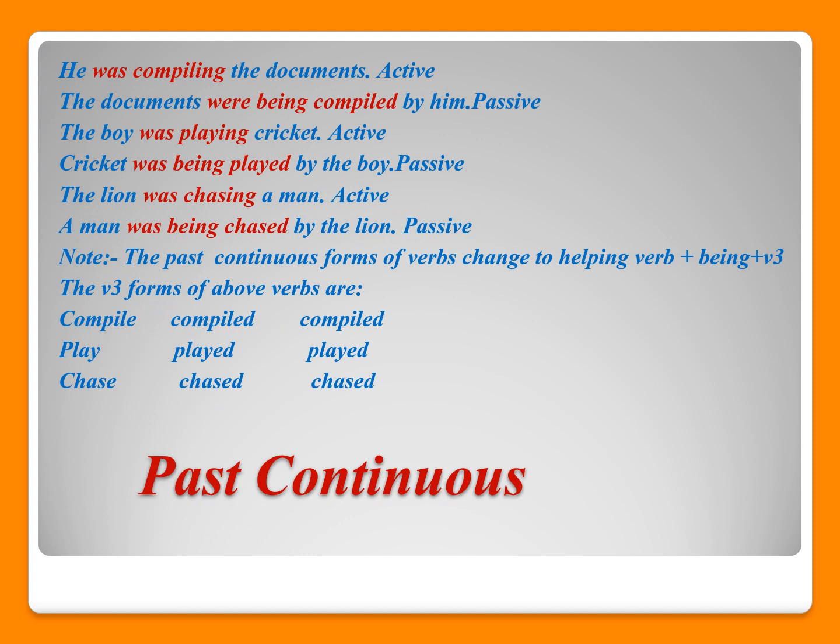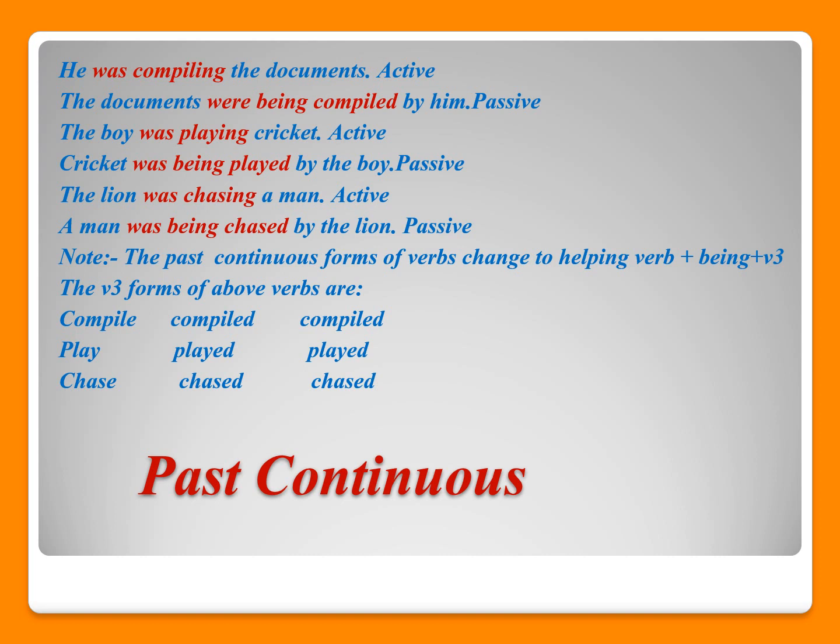Now let us see the sentences with past continuous form. He was compiling the documents. The documents is the object here. The documents will be used now at the first place. The documents were being compiled by him. As I had told you, whenever there is the ing form, the continuous form, we have to add a being in the middle of the helping verb and the verb 3 form.